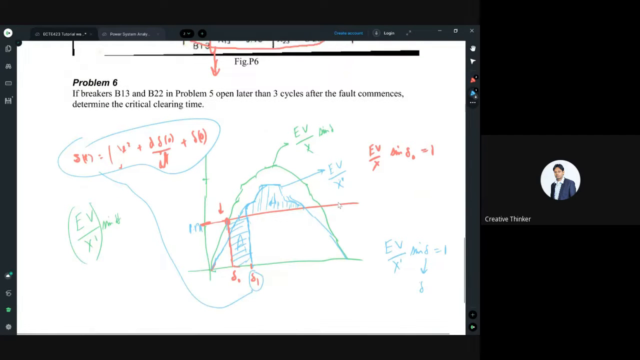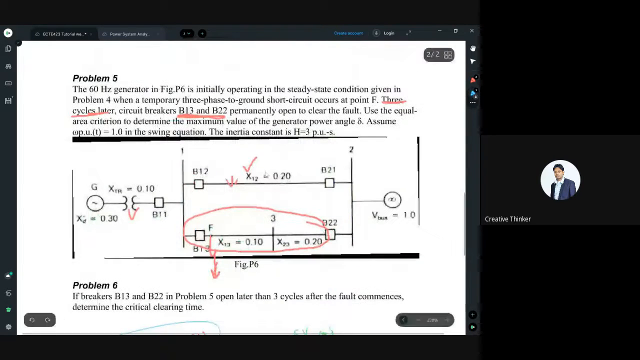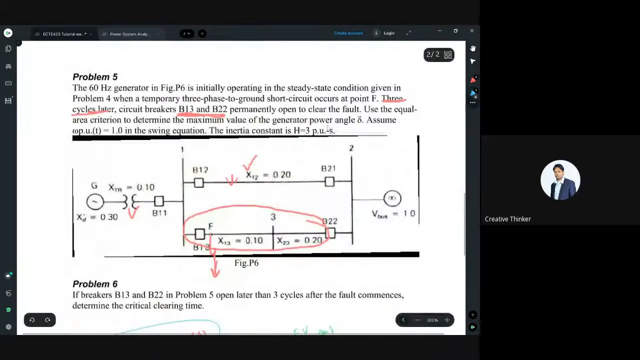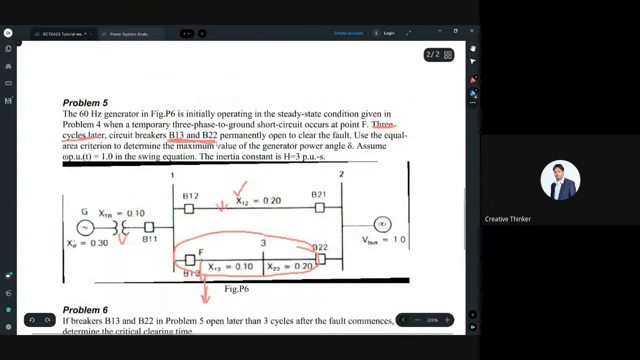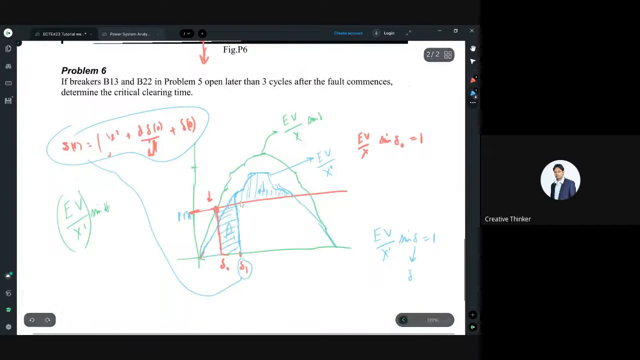So in this question, the fault gets cleared after 3 cycles. Use equal area criteria to determine the maximum value of the generator power angle delta. So what can be the maximum value of the generator power angle delta? We have to determine this angle, at what is the maximum value.